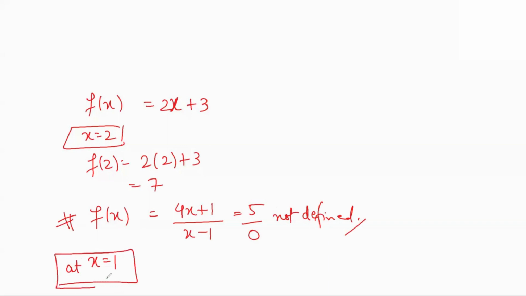And x equal to 1 is the only value where this function is not defined. Agree? Because otherwise, you can take the value of x as any other real number. You are not going to get 0 in the denominator other than 1. So x equal to 1 is the only value where this function is not defined.